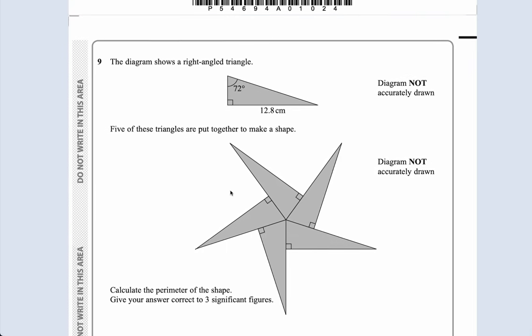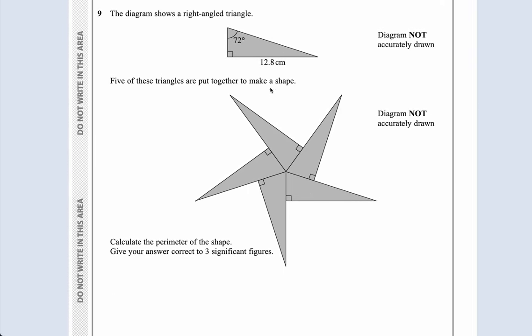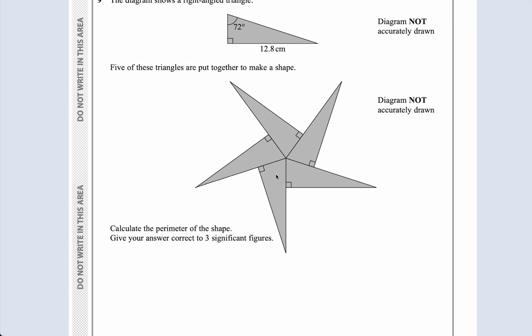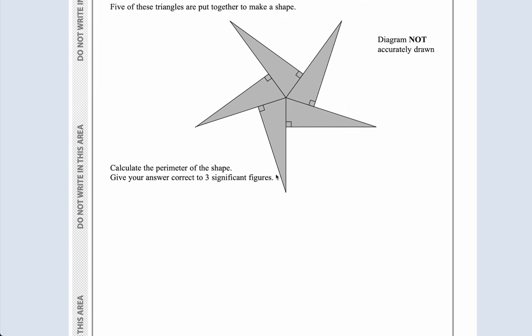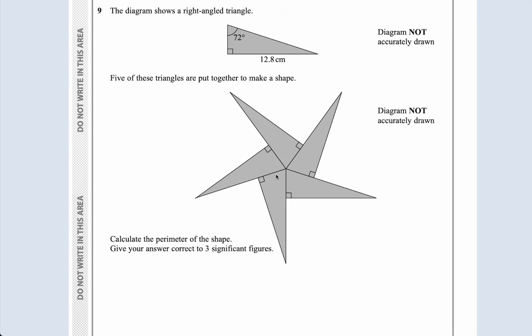Okay, question 9. The diagram shows a right-angled triangle. 5 of these are put together. Calculate the perimeter of the shape. 3 significant figures, and it's 5 marks. Okay, a lot of work to do here.